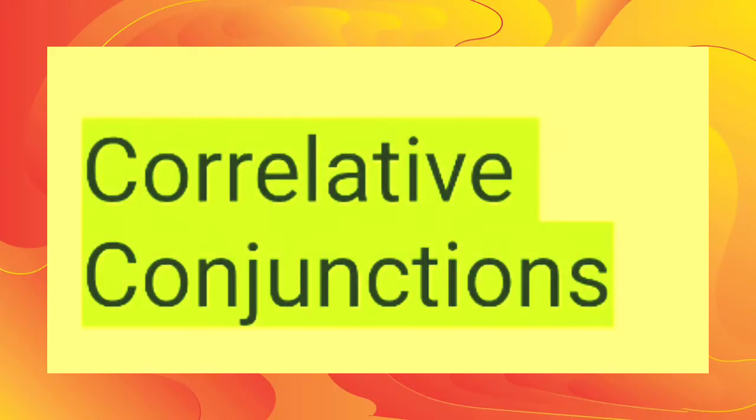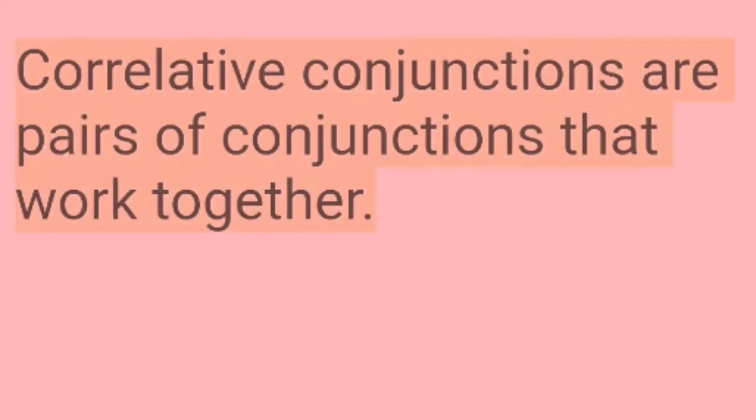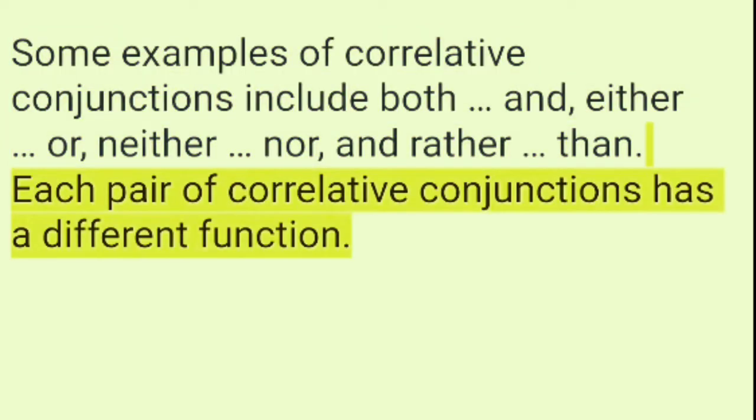Correlative conjunctions. Correlative conjunctions are pairs of conjunctions that work together. Some examples of correlative conjunctions include both/and, either/or, neither/nor, and rather/than. Each pair of correlative conjunctions has a different function.